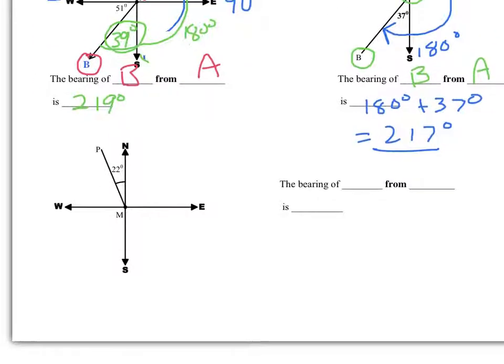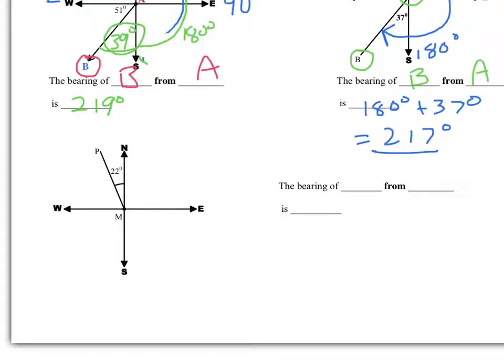Looking at the next one, the last one. Okay, now the centre of the compass is at M, so the bearing's being taken from M. So we're looking at the bearing of P from M. Okay, so let's have a look. I want to work out the clockwise direction. Alright, so that's 0 degrees, remember. That's 90.